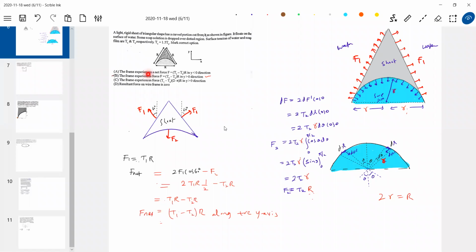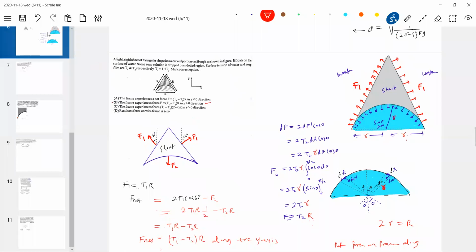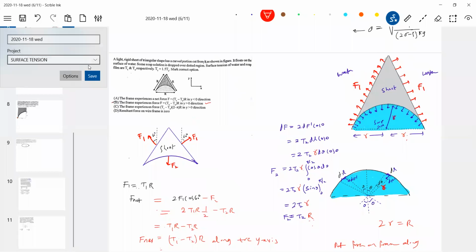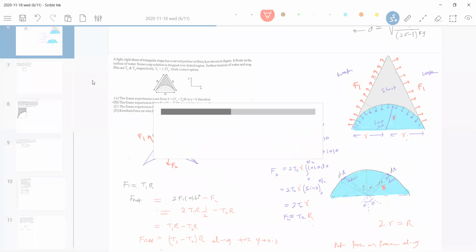Okay, option A and B I'll pick up. Now, what about the resultant force on the wire frame being 0? Okay, not possible. What about along the x-axis? Net force on the frame along the x-axis must be 0. So still, just make an observation. I'll give one more idea so that it'll become very firm for you.